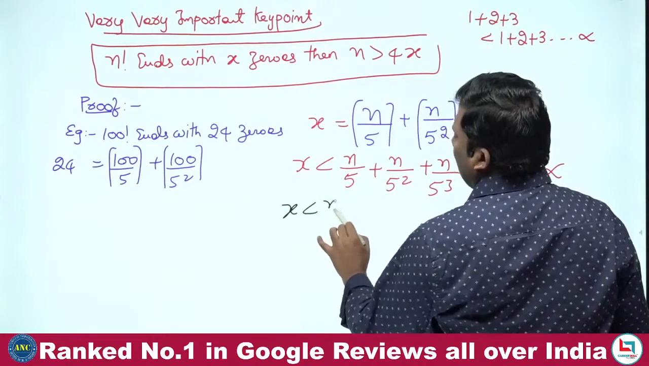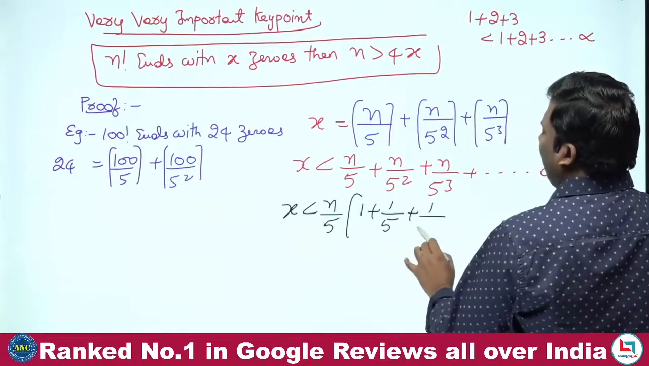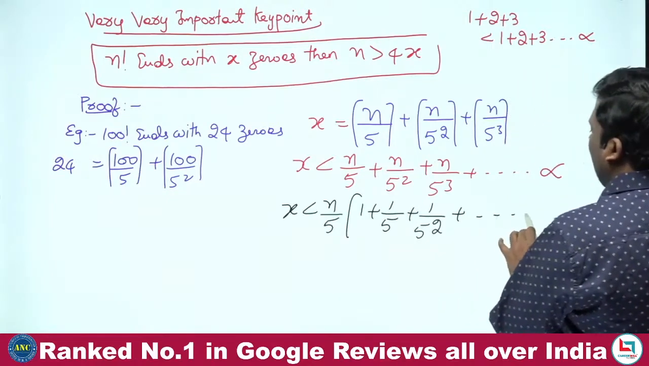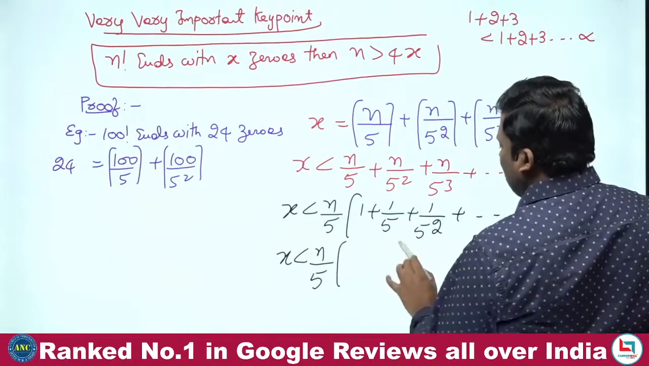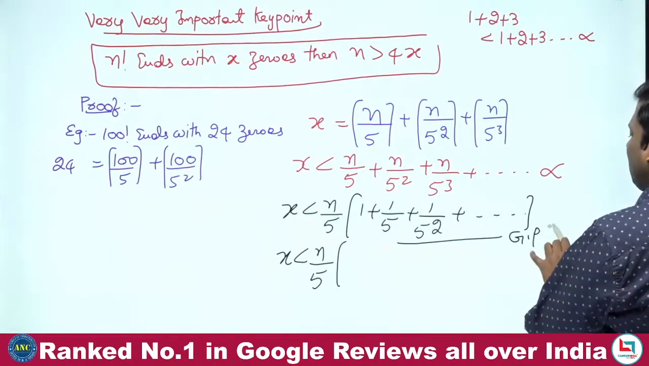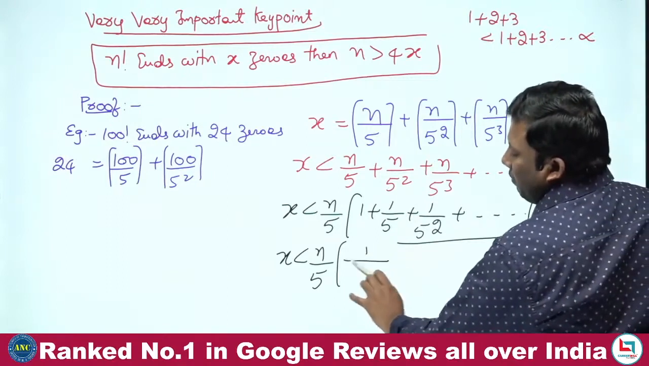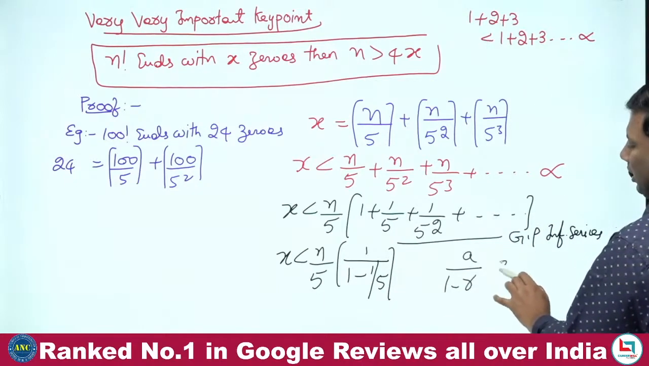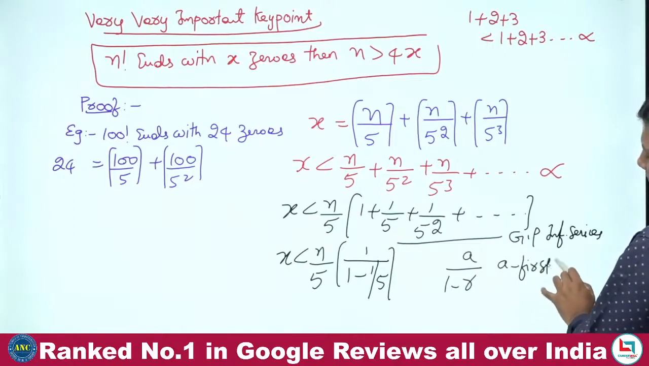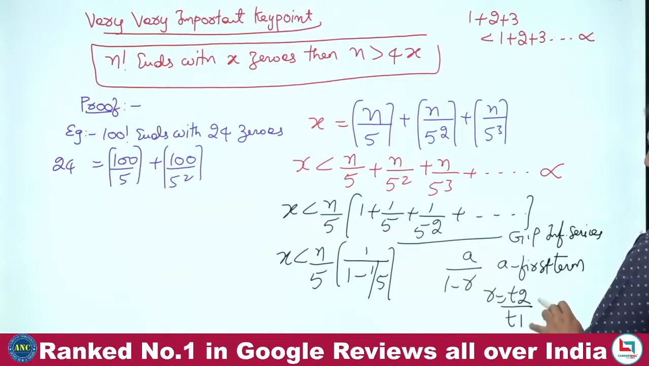So x is less than n by 5. If I take common, this will be 1 plus 1 by 5, plus 1 by 5 square, and so on. This is a GP infinite series. What is the GP infinite series sum? A by 1 minus r. A is the first term, r is the common ratio. It can be T2 by T1 or T3 by T2 and so on.